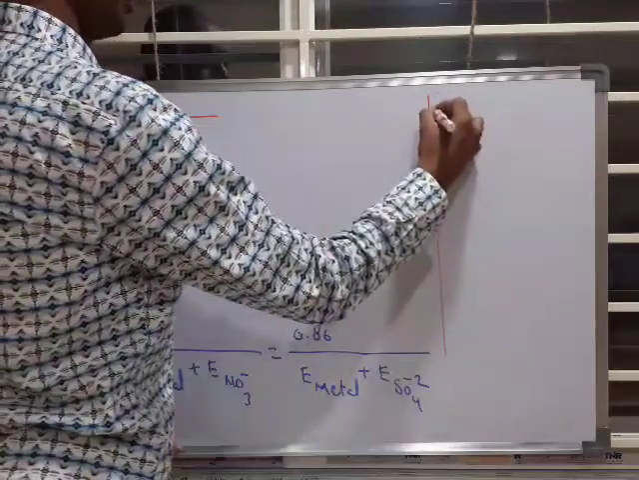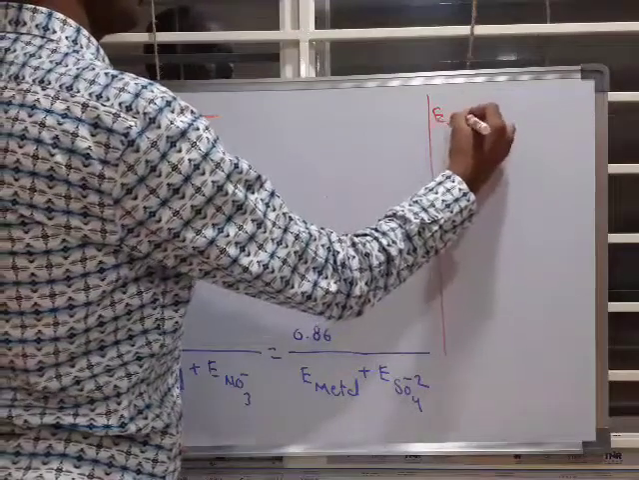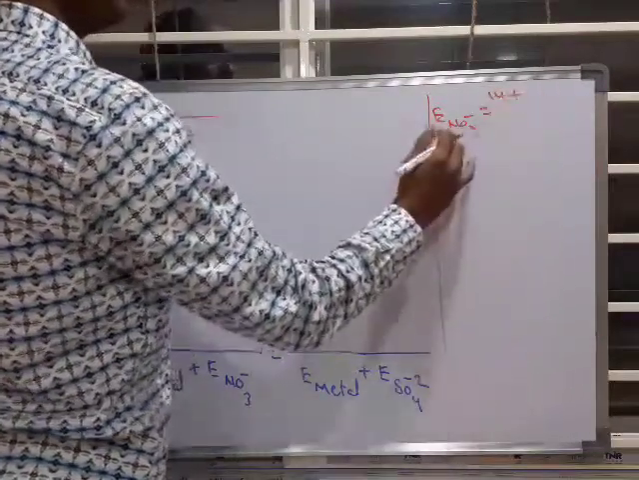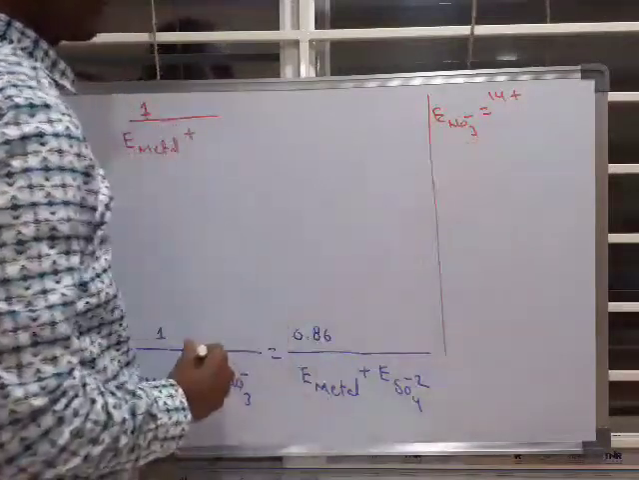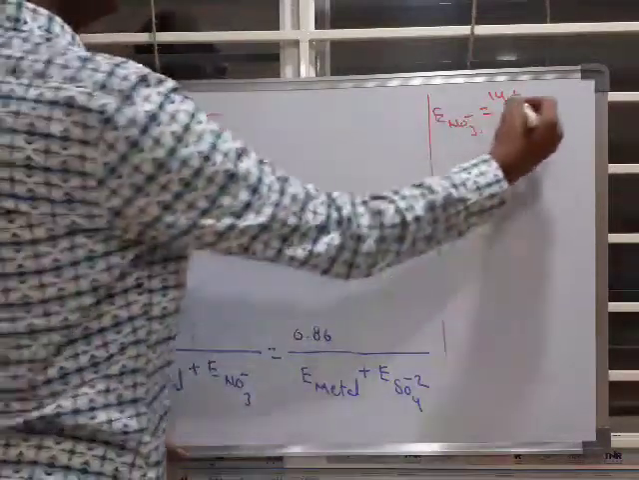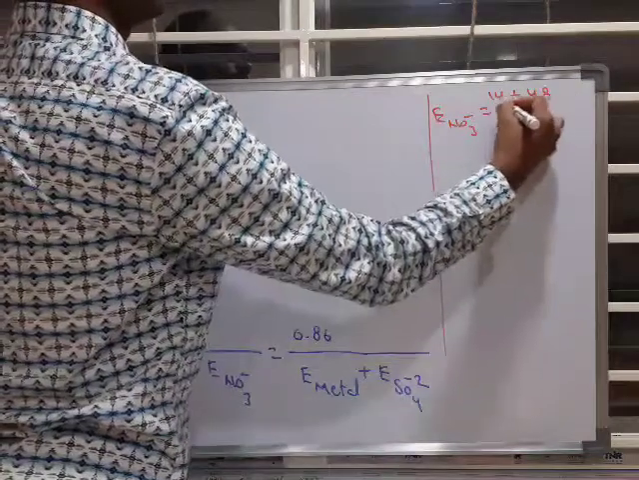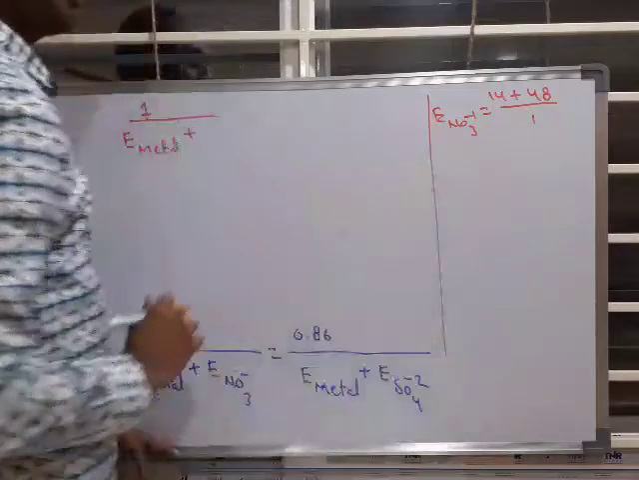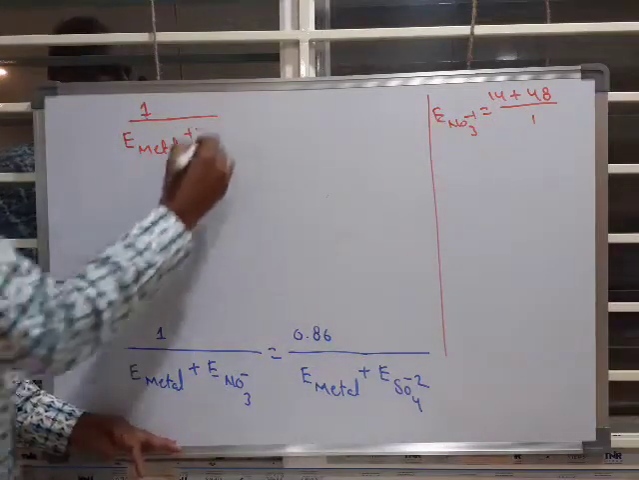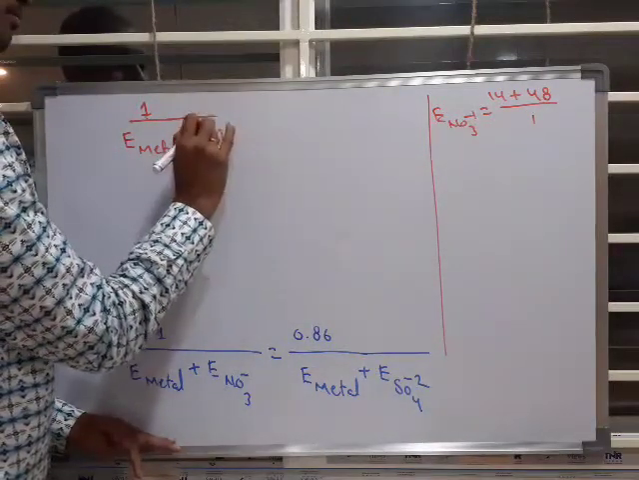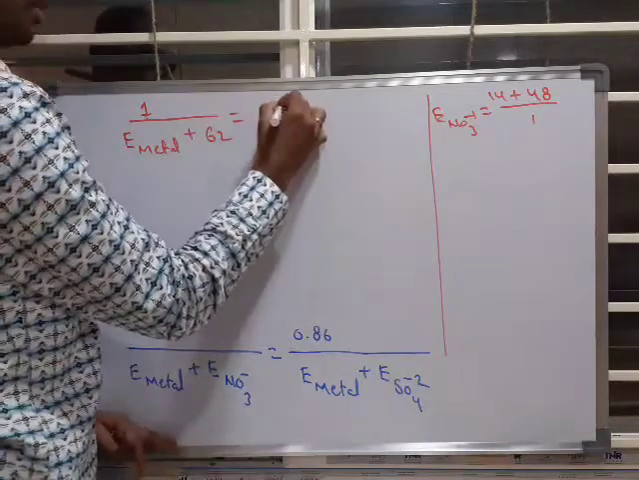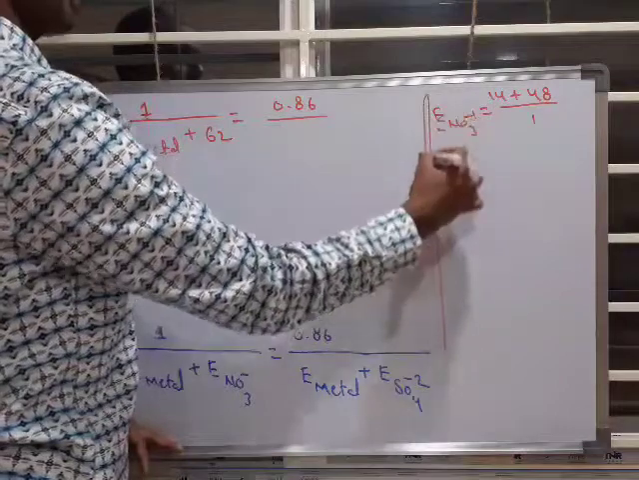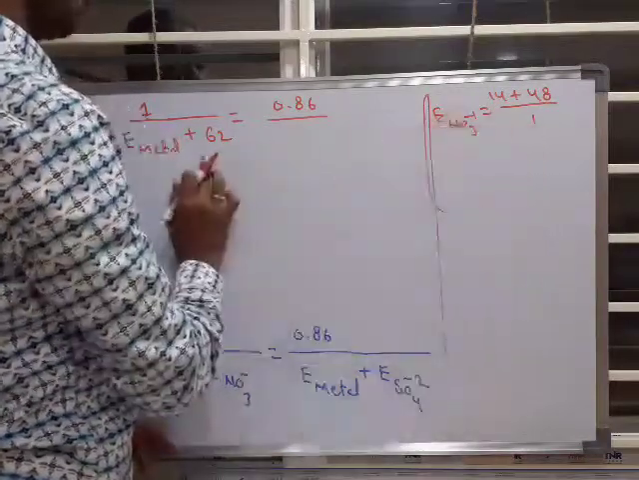So for the equivalent weight of NO3 minus, nitrogen is 14, and we have to write the atomic weight only, so oxygen is 48. What is the charge? Minus 1, but we take just 1. That is equal to 0.86 divided by, you have to write this in brackets, or you can write the total step here also.